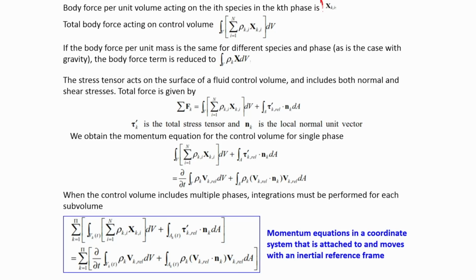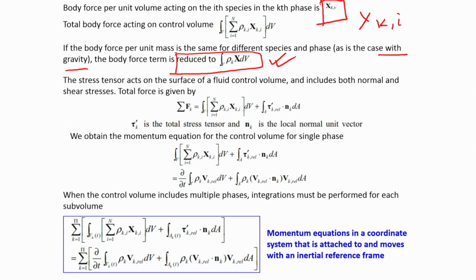Now, remember in those equations we defined a body force term, which is strictly given by x k I. This is a continuation of the last lecture. The body force term, in most cases, is gravity. If it is gravity, the body force term is reduced to a form like this. So, the stress tensor, this is the body force term.